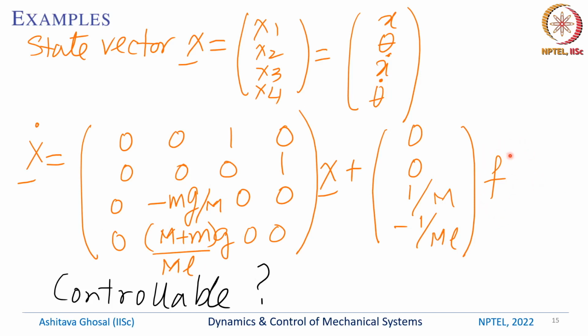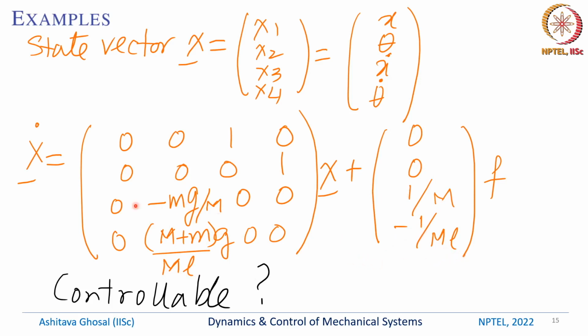What is u here? u is the force which you are applying on the cart, and F is a 4 by 4 matrix which is 0 0 1 0, 0 0 0 1, 0 minus m g by capital M 0 0, then 0, (capital M plus small m) g divided by capital M L, 0 0, and G will be 0 0 1 by capital M, minus 1 by capital M L.